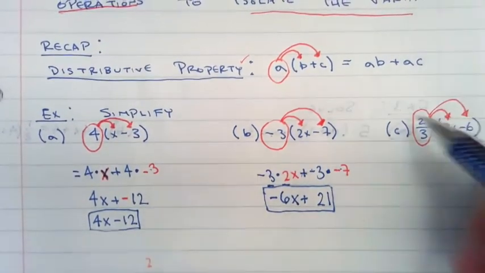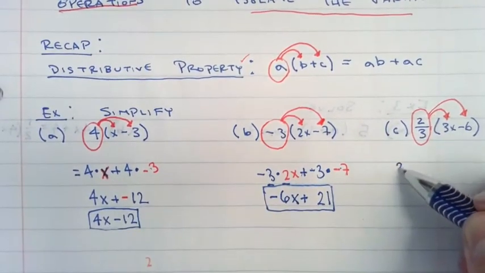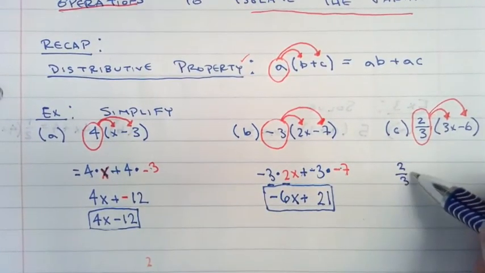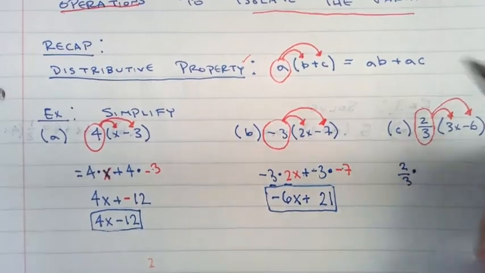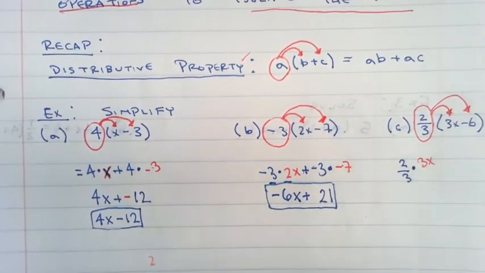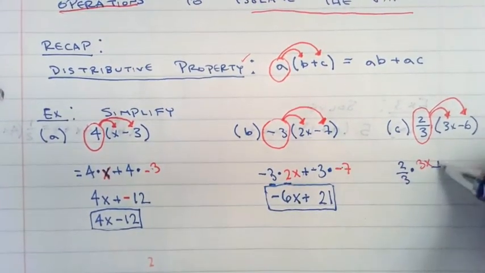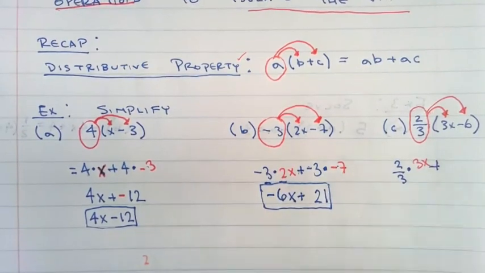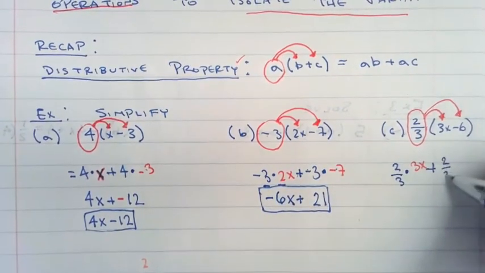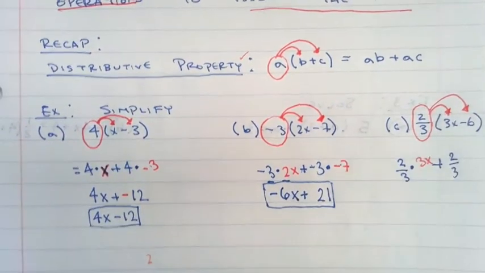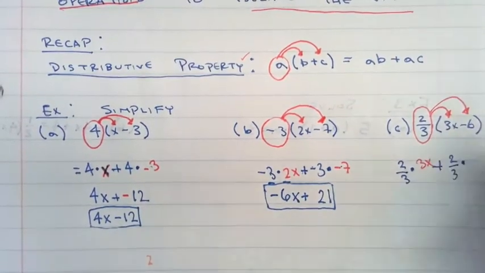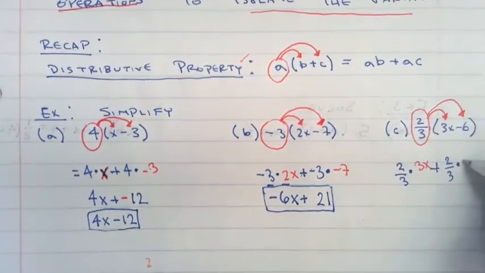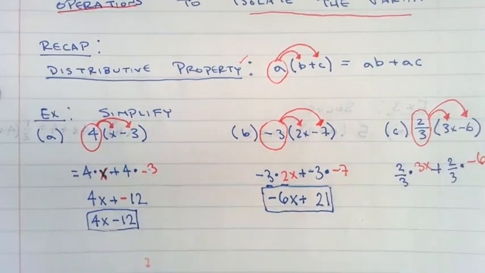And then now, we go ahead and simplify it. So we're going to get 2/3 times 3x and then plus 2/3. Again, you get the 2/3 again. And now you multiply it by negative 6. Okay? And so you have that.